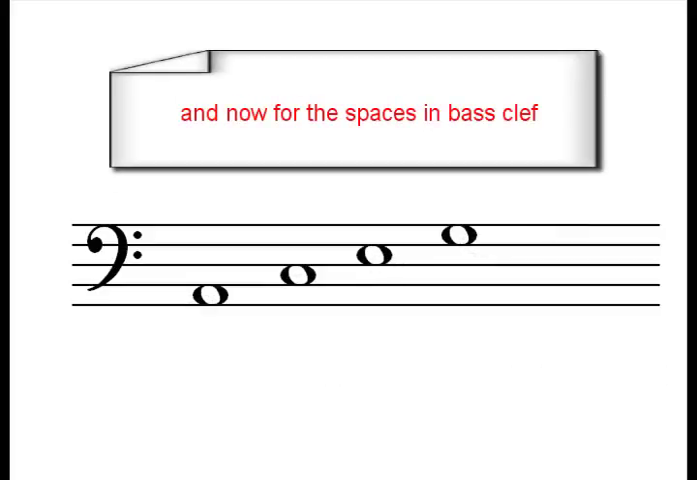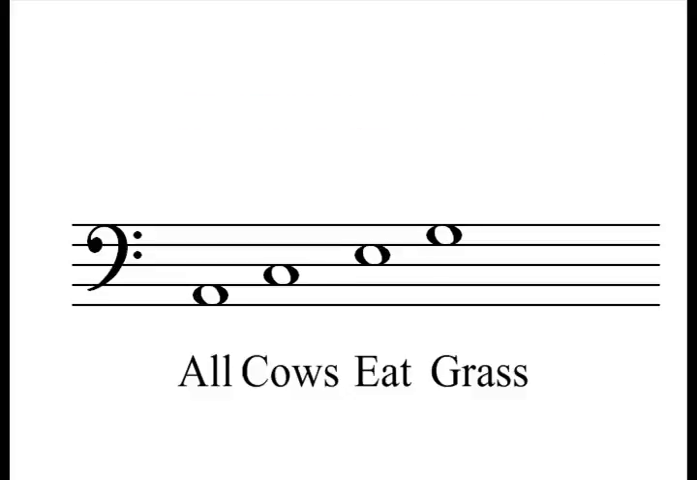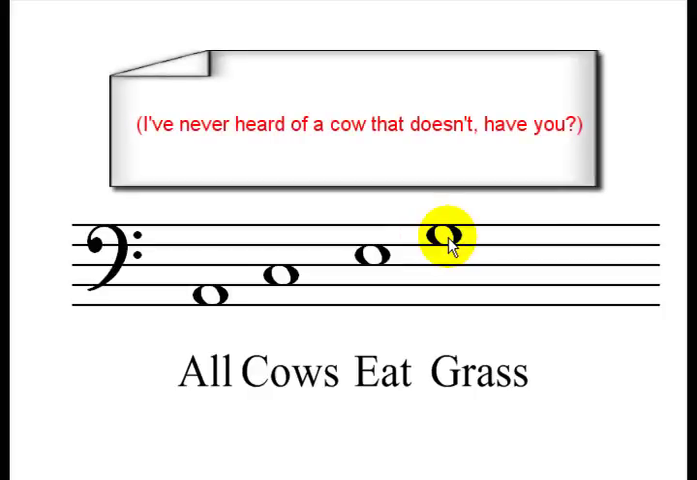So let's find out if we can make a sentence for the spaces in bass clef. As I said before, you can make your own sentences if you want to. But here's an idea. All cows eat grass. We start off in the first space. A. All cows eat E. Grass. G. So that's one way of remembering the note names of treble clef and bass clef.